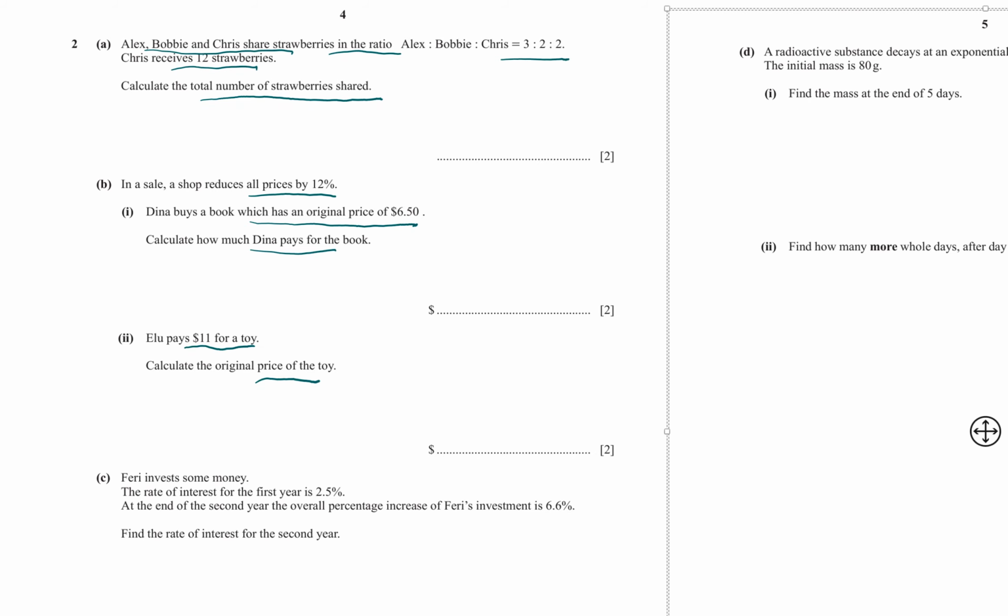And then Ferry invests some money. The rate of interest for the first year is 2.5%. At the end of the second year, the overall percentage increase is 6.6%. Find the rate of interest for the second year.